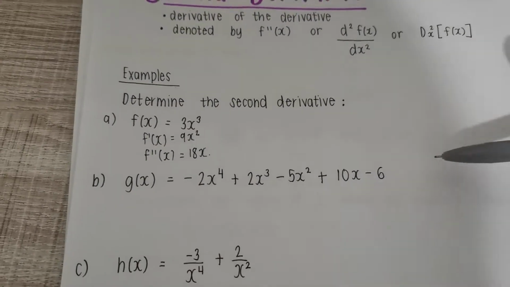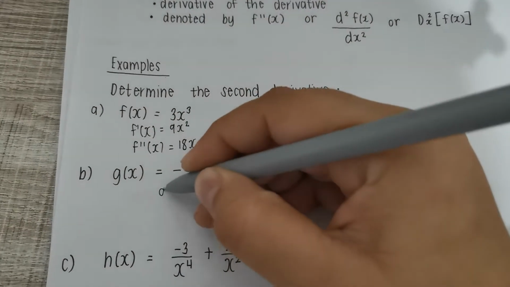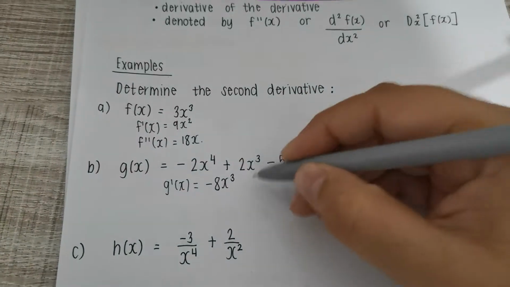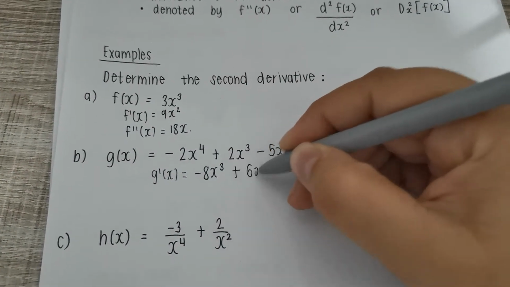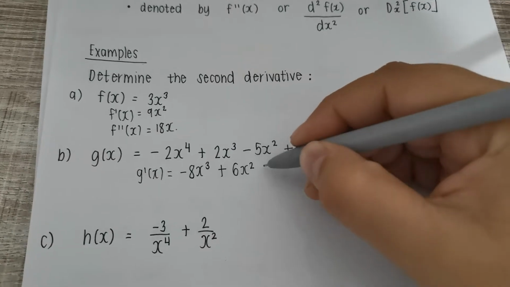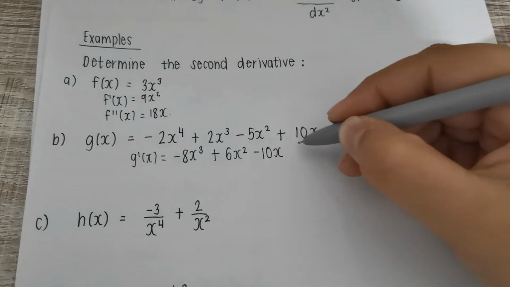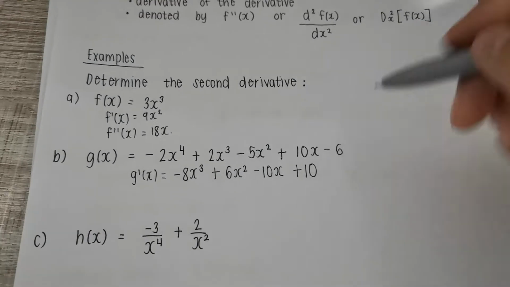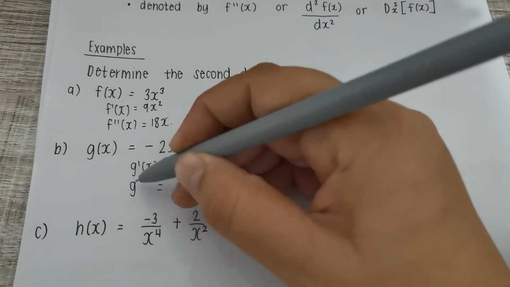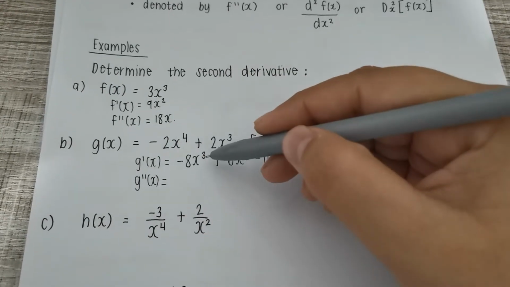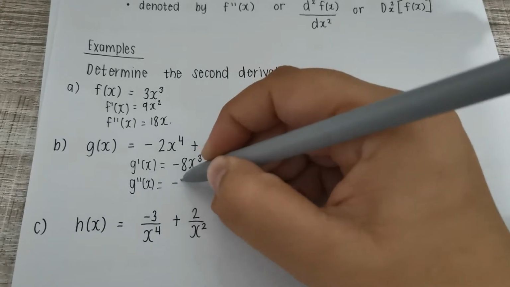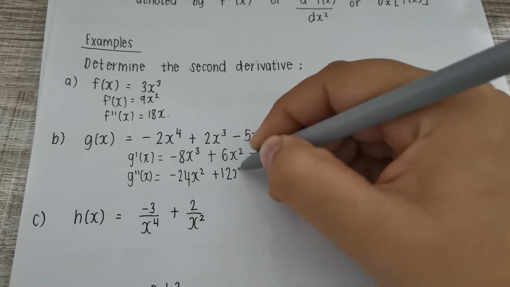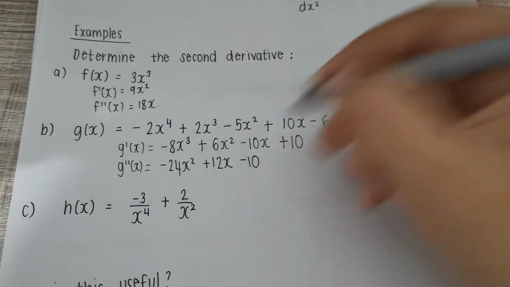Okay, here's a little longer one, nothing more complicated. So first derivative, negative 8x to the power of 3 plus 2 times 3 is 6x squared. Negative 5 times 2 is negative 10x. This one here is plus 10. And remember, if it's a constant, there's no derivative to it, right? Second derivative, negative 8 times 3, negative 24x squared, 2 times 6, and negative 10. And that's it.